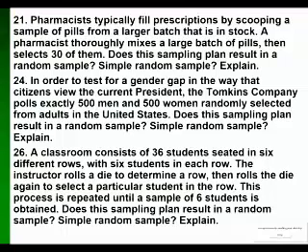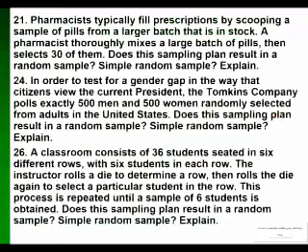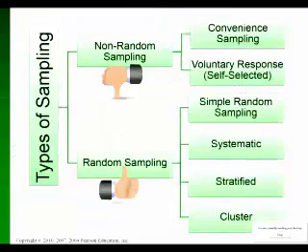The other three kinds of random, we talked about simple random. Let's talk about systematic, stratified, and cluster. Sometimes, for some reason, you can't do simple random. You can still do random, one of these other types of random.